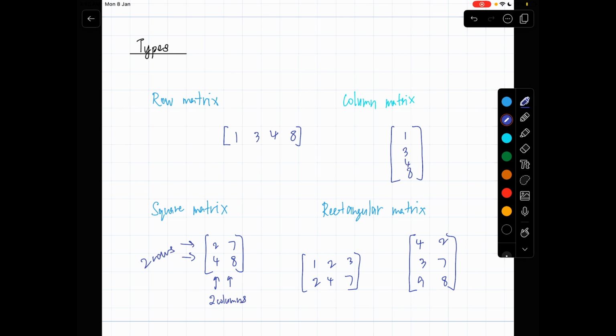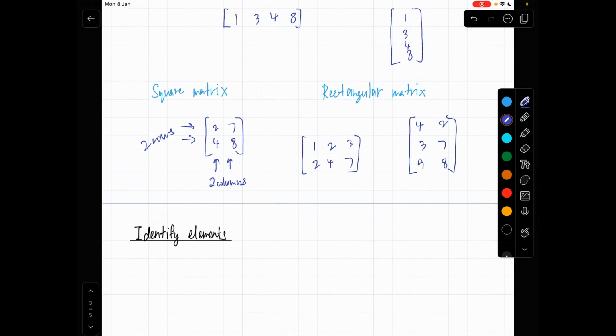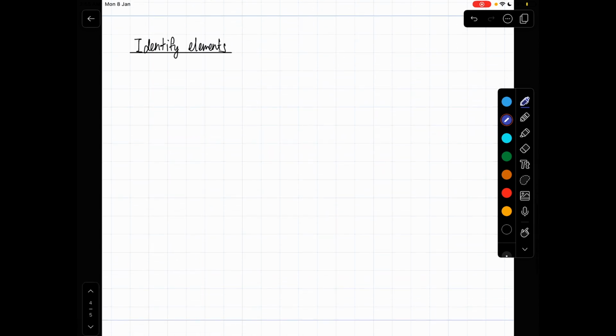Alright, now let's go to the last part of this video. I will be wrapping up this video with just the basics of matrix, because I want you to digest the information. If I go too fast, it will be quite difficult to make the connections. Alright, now the next part is identifying the elements.